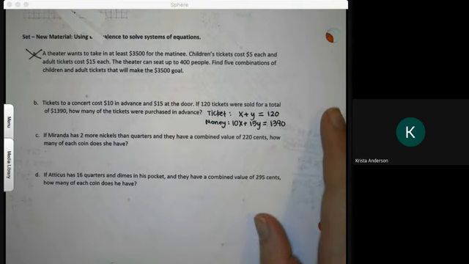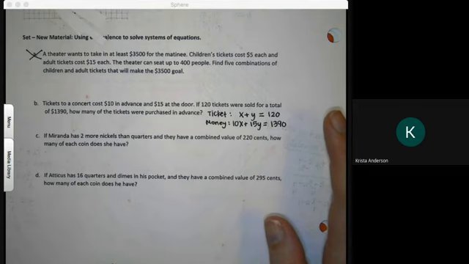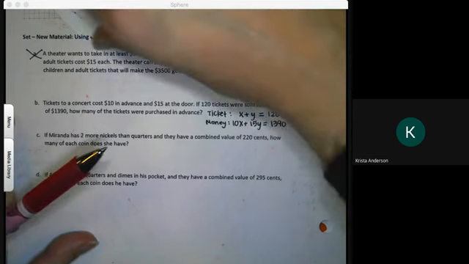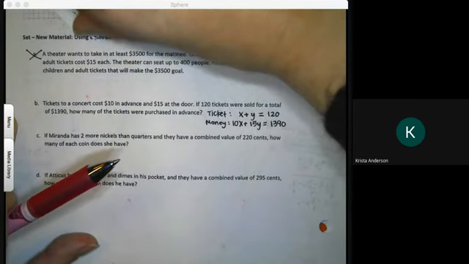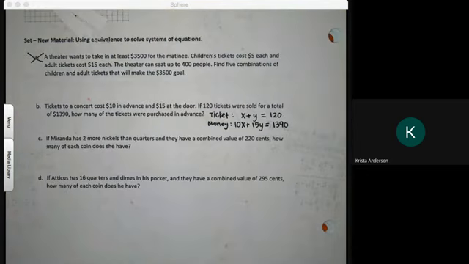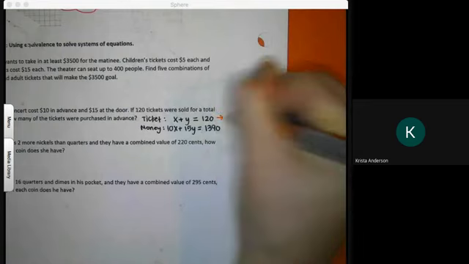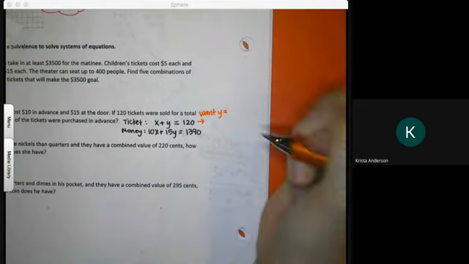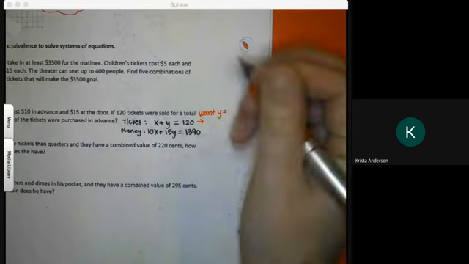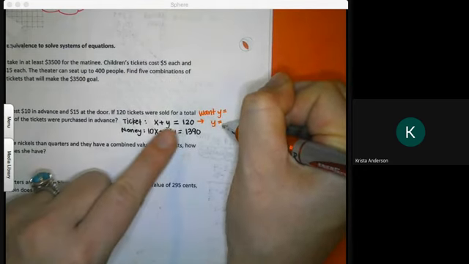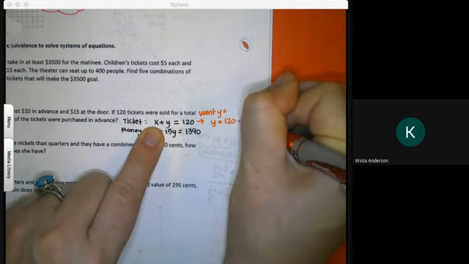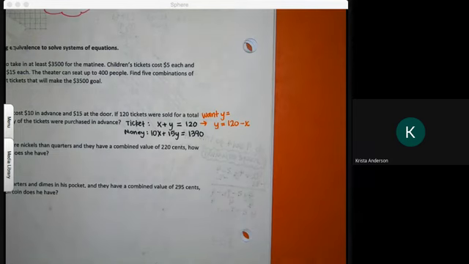Now I'm going to use substitution to solve this. Okay. So from there, because we have only gone over substitution, I'm going to try and get my tickets to be a y equals equation. So first, I want a y equals so I can plug it in. If I solve for y, y would equal 120 minus the tickets bought in advance. So I just minus the x away. Now there's just y on the left.